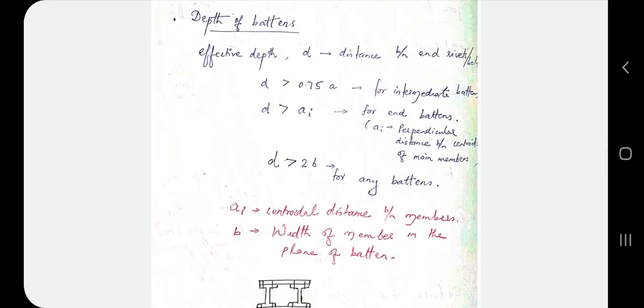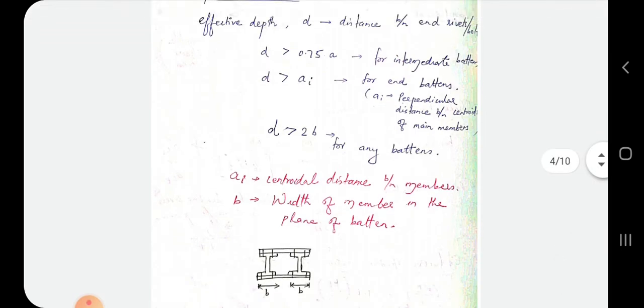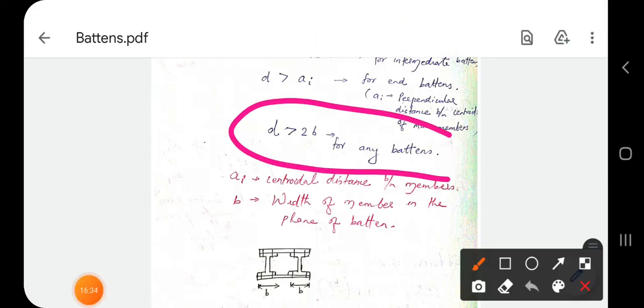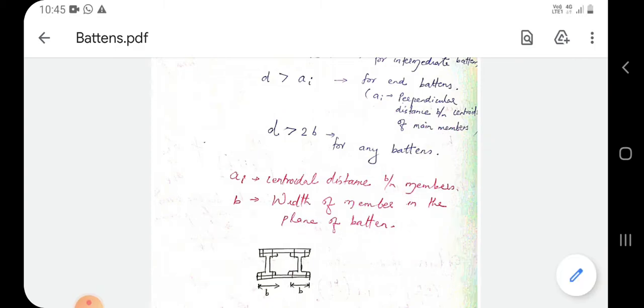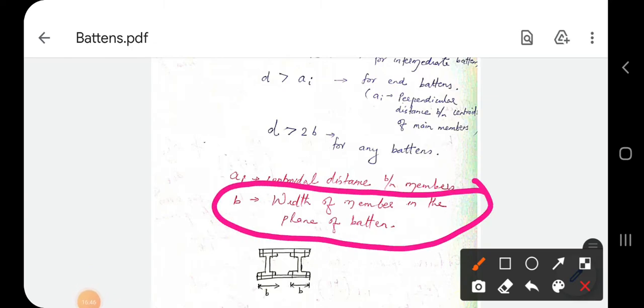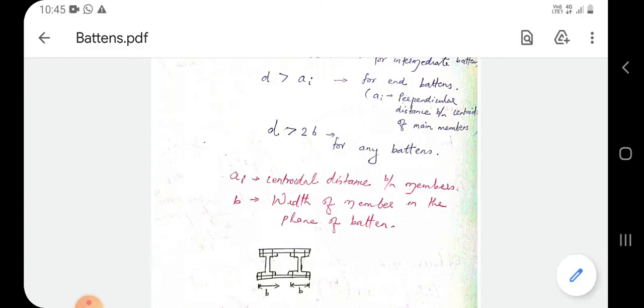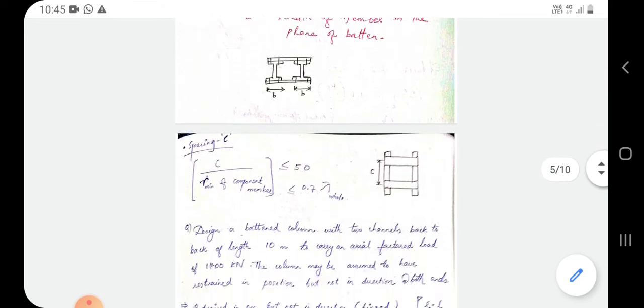I have to change here, it is AI, there is a slight correction in the notes. And there is one more check which has to be done. D should be greater than 2 times B, where B is the flange width of the member, or it is defined in code like this: width of the member in the plane of the battens. Okay, in the plane of battens, what is the width of the member? So here it will be the width of the flange. Okay, width of the flange itself.